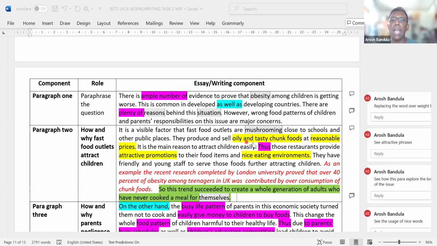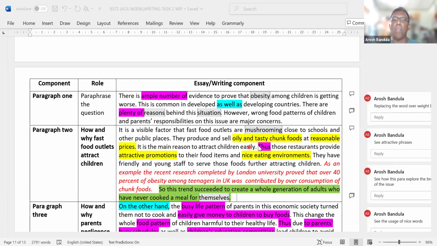They produce and sell oily and tasty junk foods at reasonable prices. They produce and sell oily and tasty, both coming together. It is the main reason to attract children easily. Thus, those restaurants provide attractive promotions. So I connected this sentence with this sentence by using "thus".